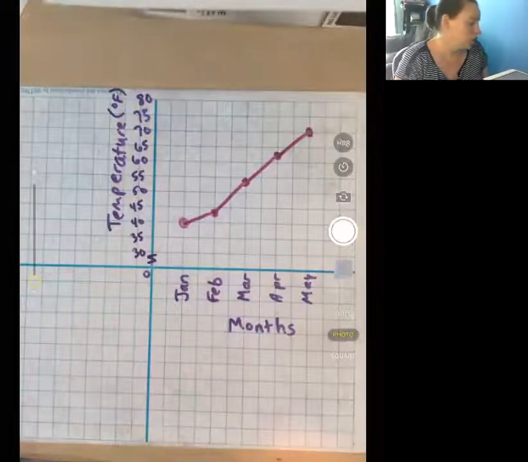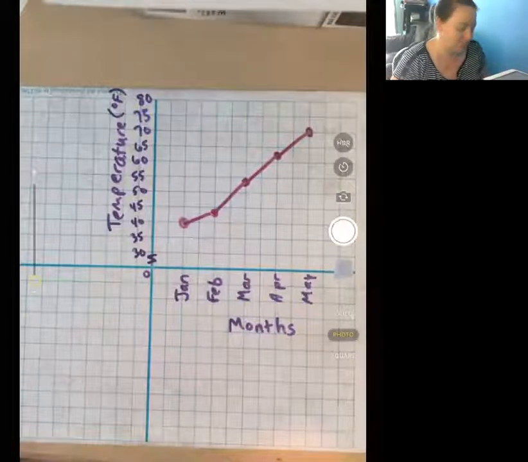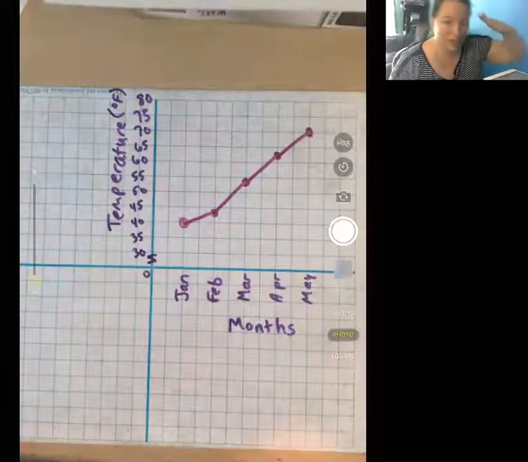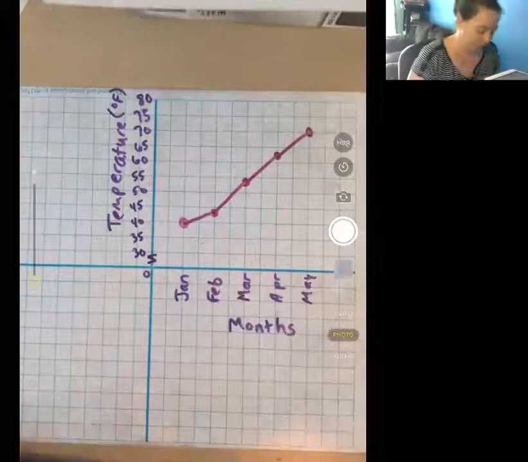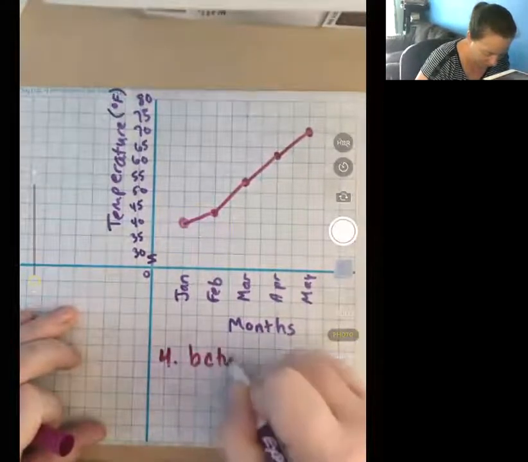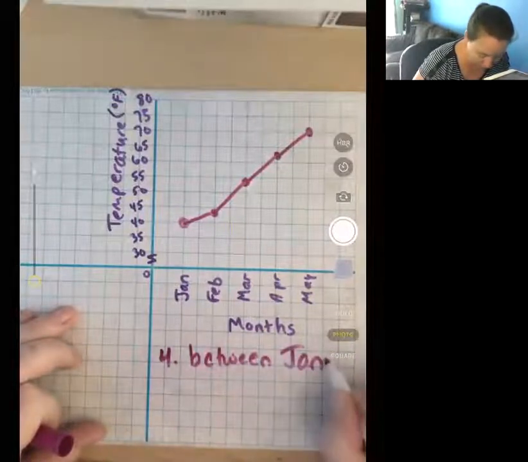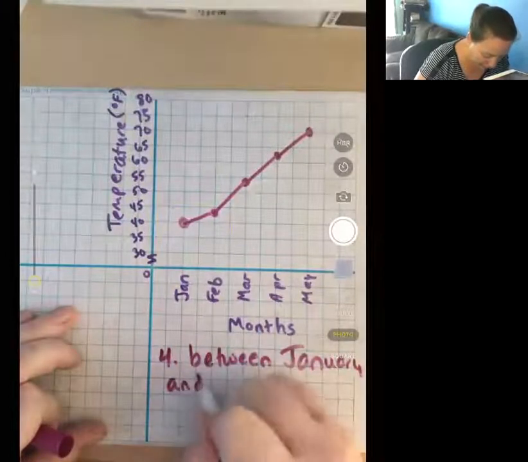Number 4, use this graph to determine between which 2 months the least change in temperature occurs. So where is there not very much change? You see where the line is almost flat? Between January and February. So our number 4 is between January and February.